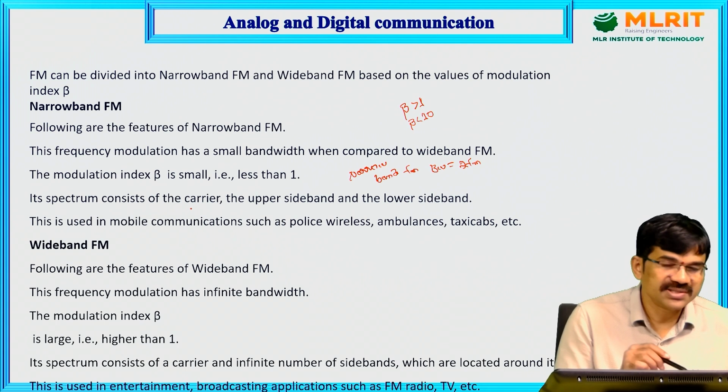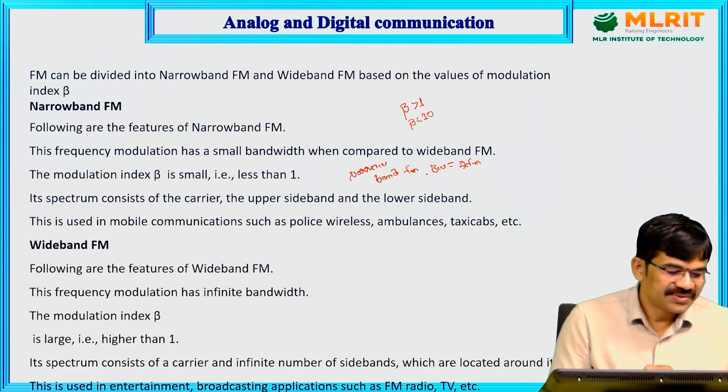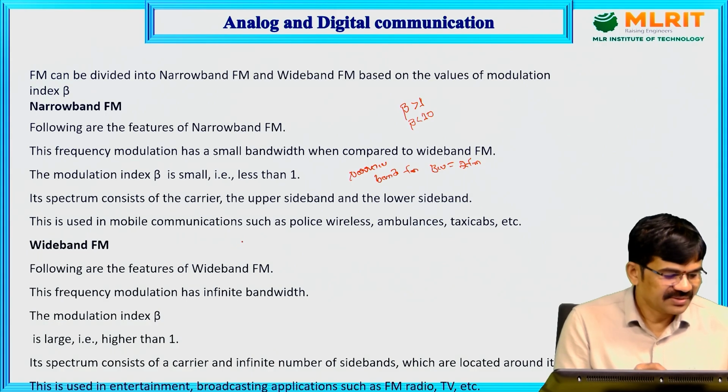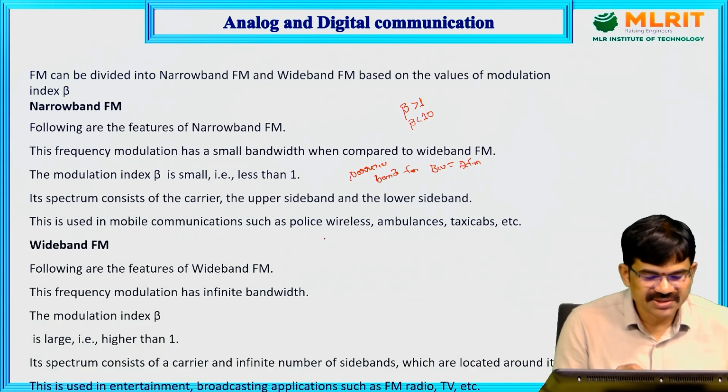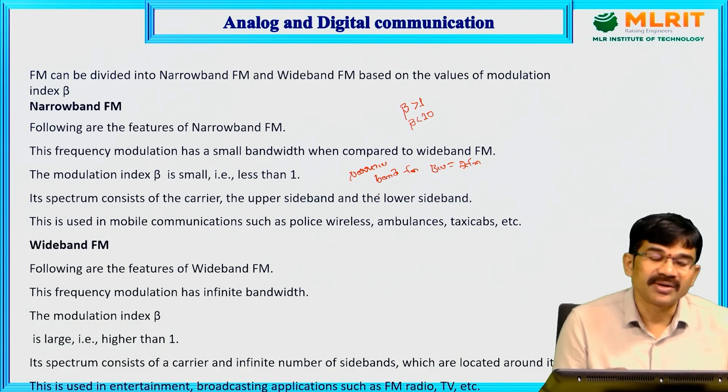The spectrum consists of the carrier signal, upper sideband and lower sideband, similar to AM. That's why the bandwidth is also equal to 2 fm. We use narrow band FM in mobile communication such as police wireless, ambulance systems, taxis, cabs, etc.